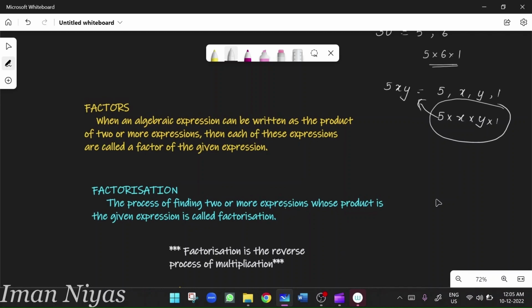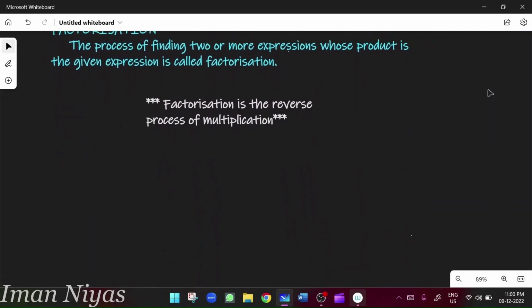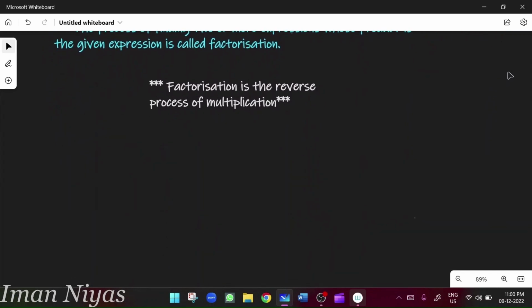Is that correct? Yes. So now there are different ways of factorization. There are different methods. First one, let's go with common factors. That means find out the common factor and then do the factorization. So how can we take out the common factors?